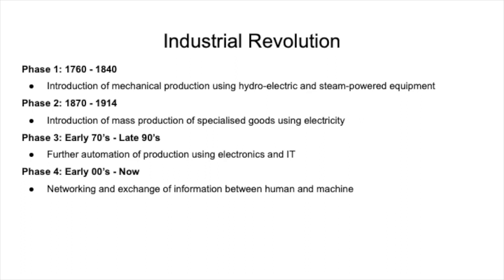And then in the early 1970s to the late 1990s, we saw automation of production in electronics and IT. Then in the early 2000s to now, we're seeing a trend in changes with networking and the exchange of information between humans and machines.